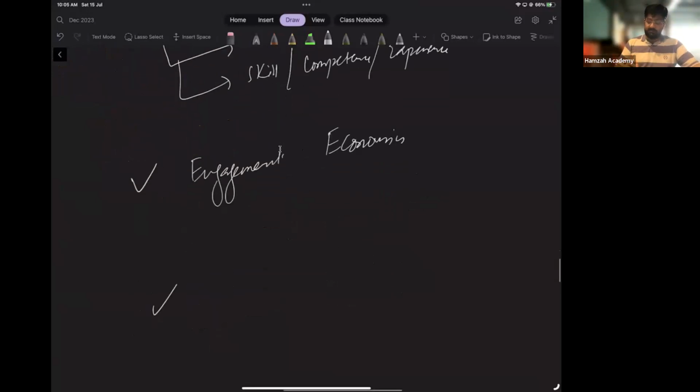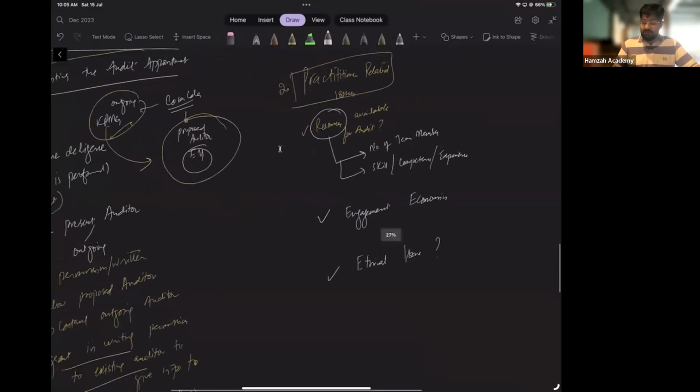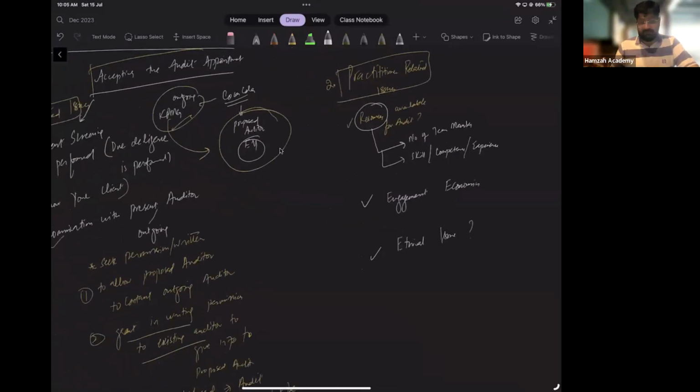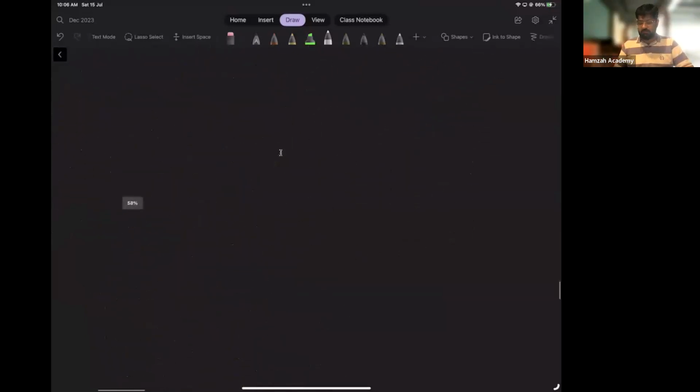And the third thing to be considered before accepting an audit is ethical issues. Ethics, any threat to independence. Any threat to the independence of the auditor, ethical threats, has to be considered. Can they be reduced or removed if there are any? So these are the points which are considered, and then things are decided. Okay, now we are happy that we can accept this audit.